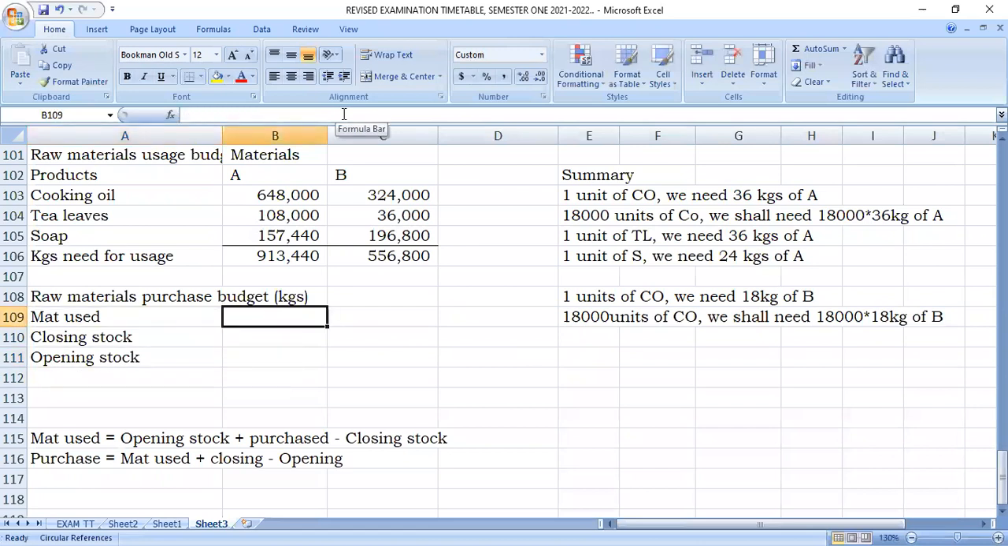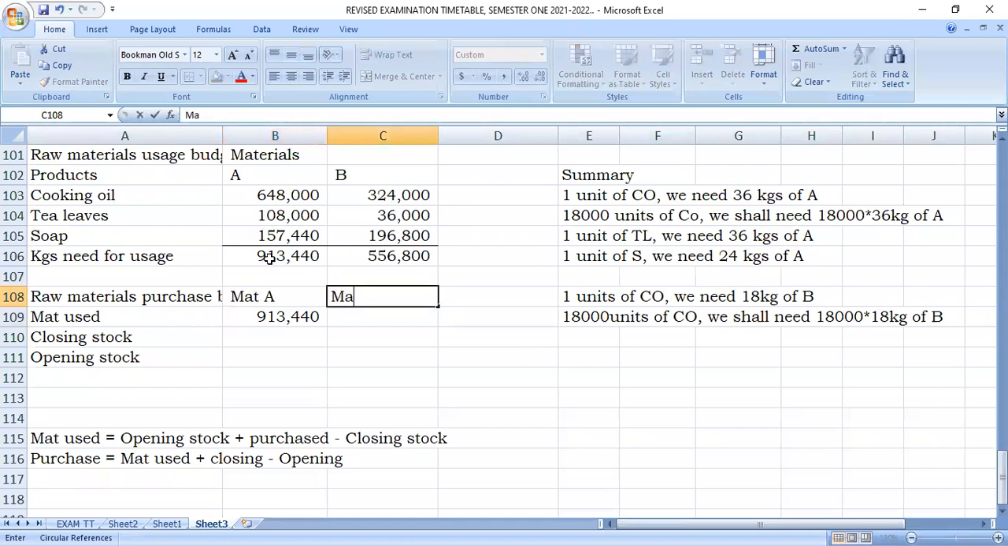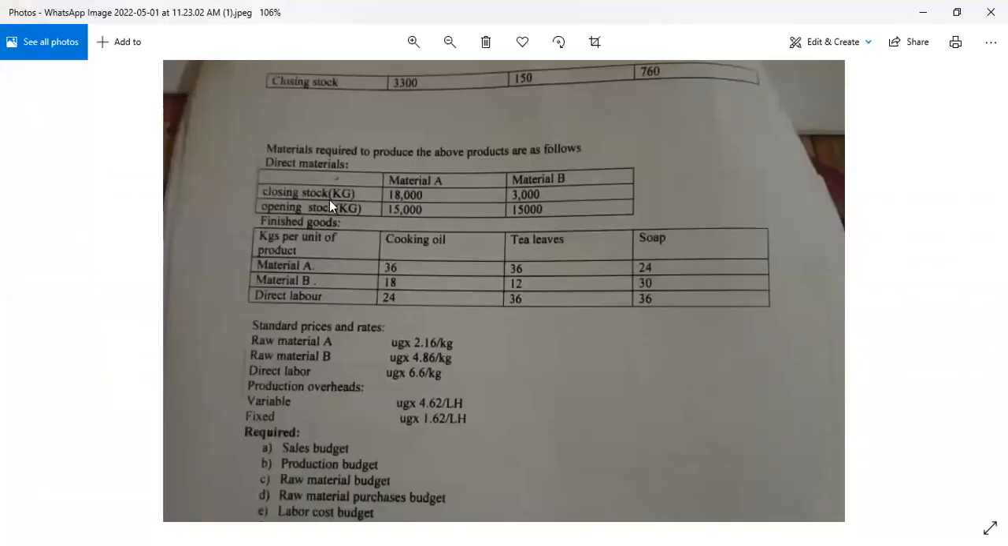So what is needed, like I said, one budget feeds into another. What you computed under usage is being used here. So still it is materials. Here you have material A, you have material B. So ask ourselves, did you have anything like opening or closing raw materials? The answer is yes. If I check, you will find it here.